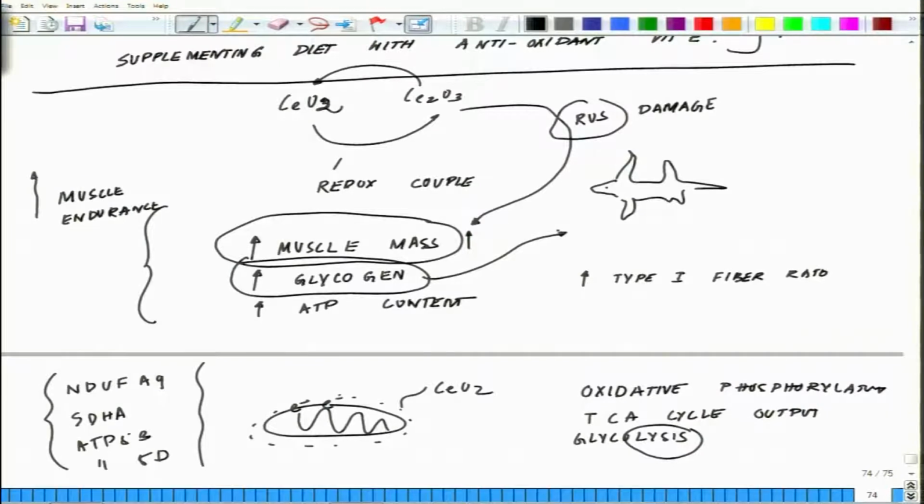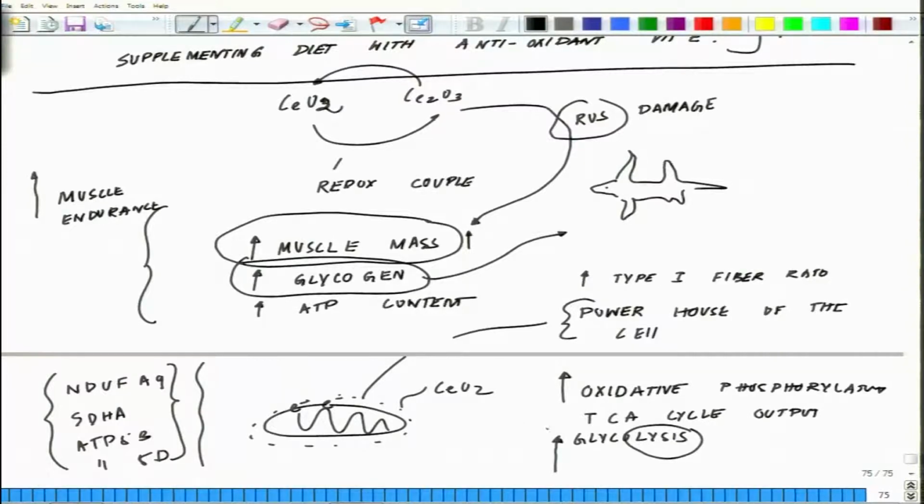Now, if we look at the mitochondrial electron transport chain, there is an increase in electron transport protein concentration. In other words, the efficiency of the mitochondria, which is the powerhouse of the cell, is increased because there is more oxidative phosphorylation, there is more glycolysis, there is more TCA cycle output.